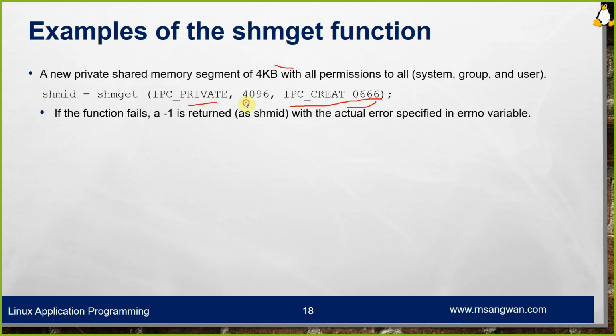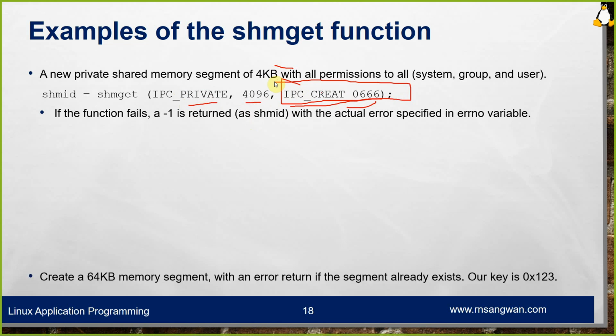Here we are separating them with a comma. So this one, if you notice, has no comma separation, it is a space, because it is a command with the permissions. If the function fails, a -1 is returned with the actual error specified in the errno variable of the system.